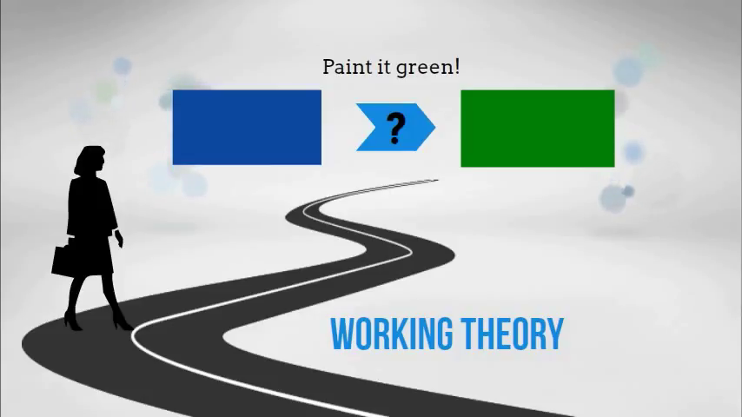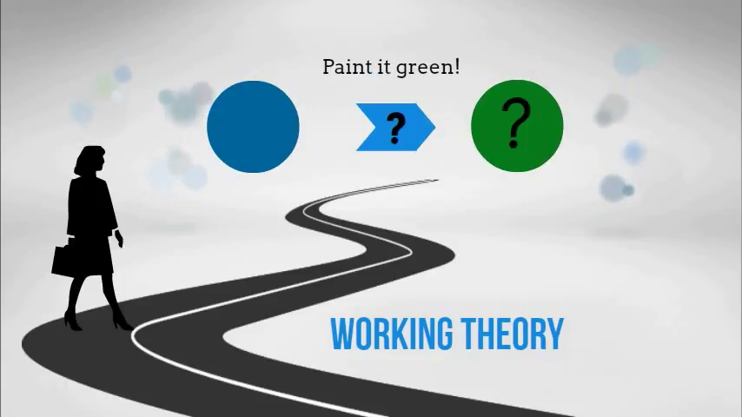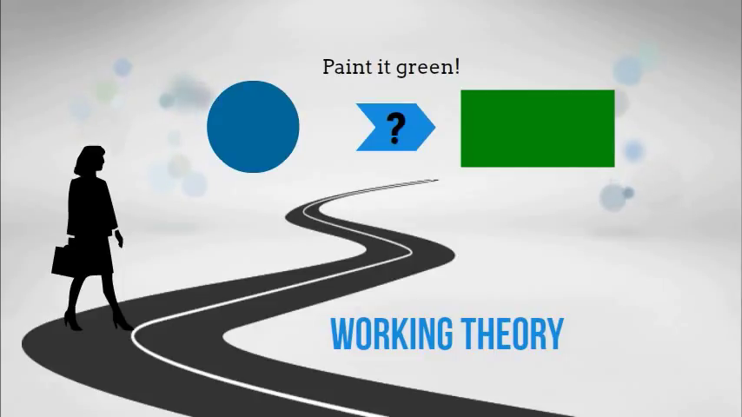Let's test it again. If the input is a blue circle, what do we think the output will be? Well, a green circle, of course. In goes the circle, and out comes a green rectangle. What does that do to our theory? It disconfirms it. Based on the observed data, it can't be right.